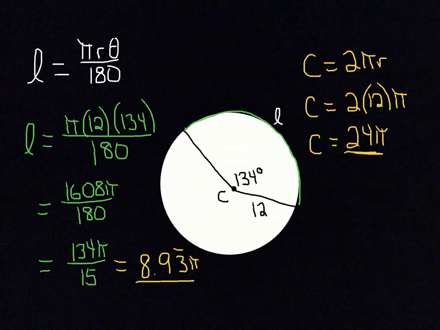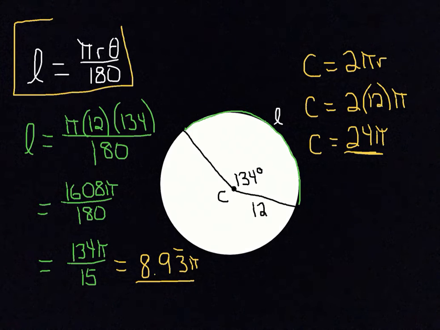Now, if this was 180 degrees, it'd be a semicircle, and 180 degrees would be 12 pi. Well, this is kind of close to 180 degrees, and that's why it's kind of close to 12 pi, 8.93. All right, so this is just finding the distance or the length of the intercepted arc. So this is the main thing that you need to know right here: L equals pi r theta divided by 180.